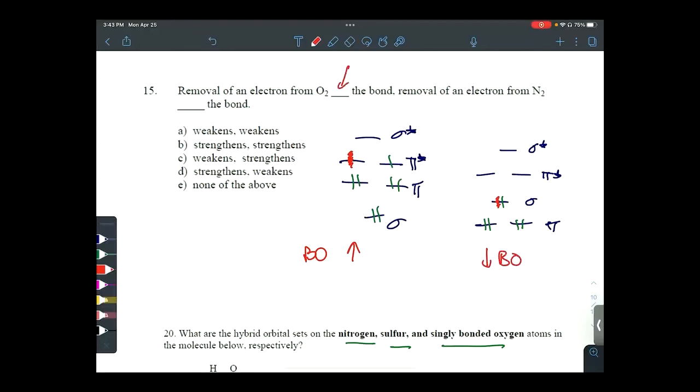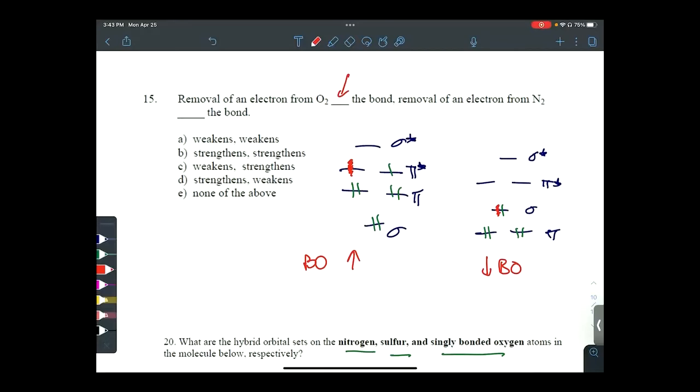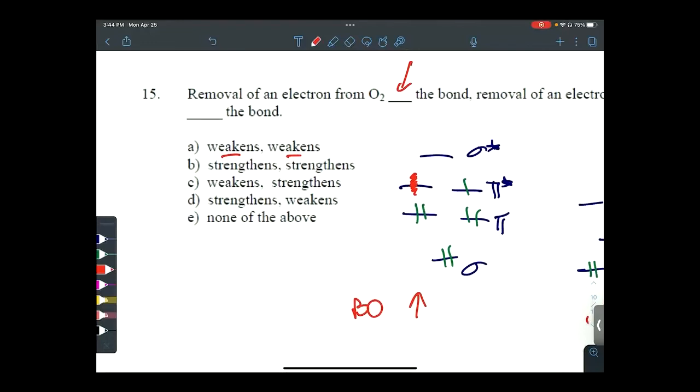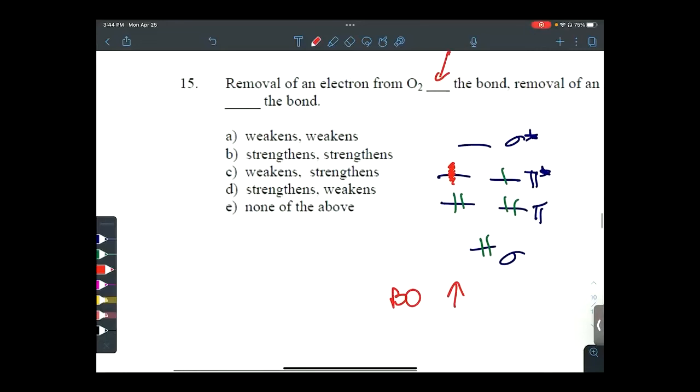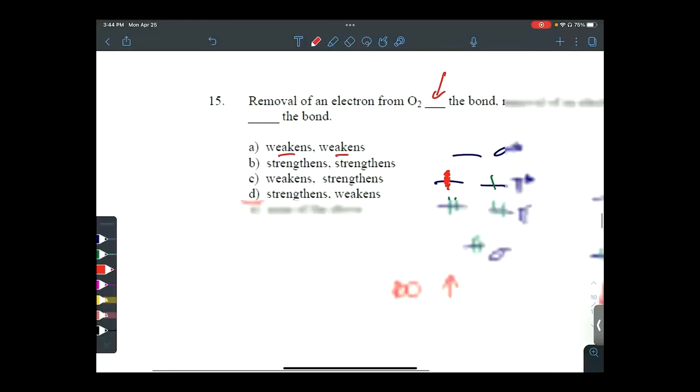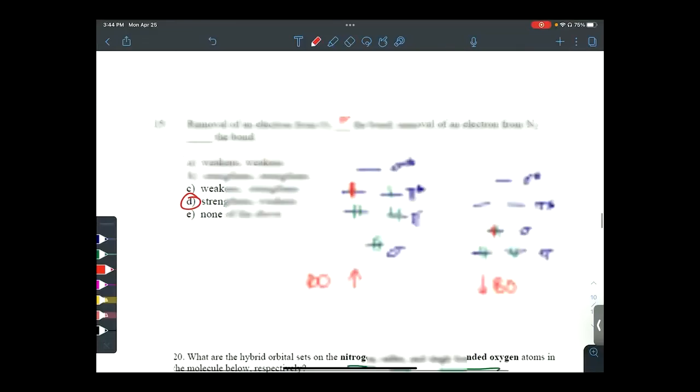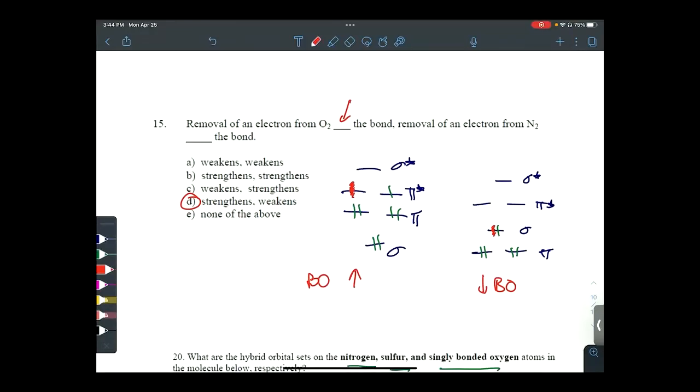So thinking about weakens or strengthens: your bond in O2 is strengthening or weakening? Strengthening. And for nitrogen, it will be weakened. So the answer is D. But what if instead of weakens and strengthens, it said made shorter or longer? Then it would be the opposite. But we still do the exact same process. You look at bond order, we're just looking at a different trend. A billion ways to ask the same question.